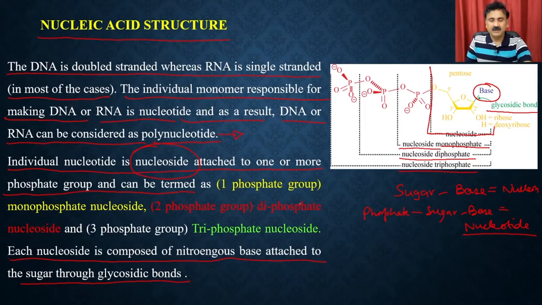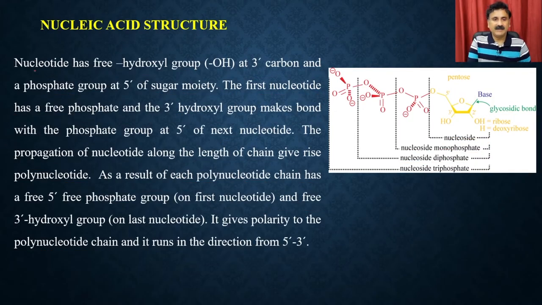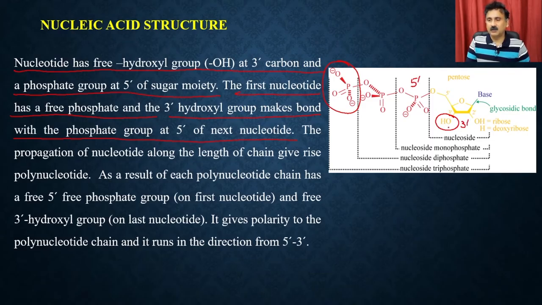Now once the nucleotides are formed, they are also going to be arranged in a different fashion, right? The nucleotides have a free hydroxyl group at the 3 prime end, whereas they have a phosphate group at the 5 prime end. The first nucleotide has a free phosphate group, and the 3 prime hydroxyl group makes a bond with the phosphate group at the 5 prime of the next nucleotide. So this is the 5 prime end and this is the 3 prime end. The first nucleotide is going to use its 3 prime OH group, and it is going to bond with the phosphate of the next.